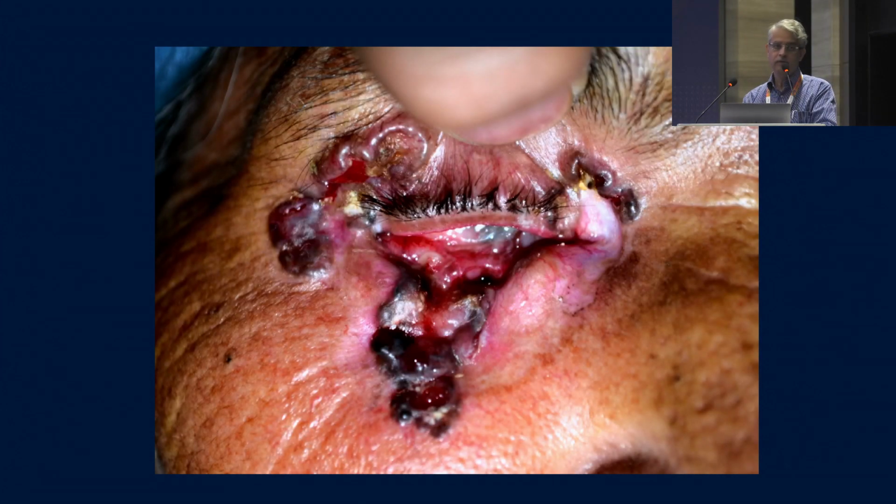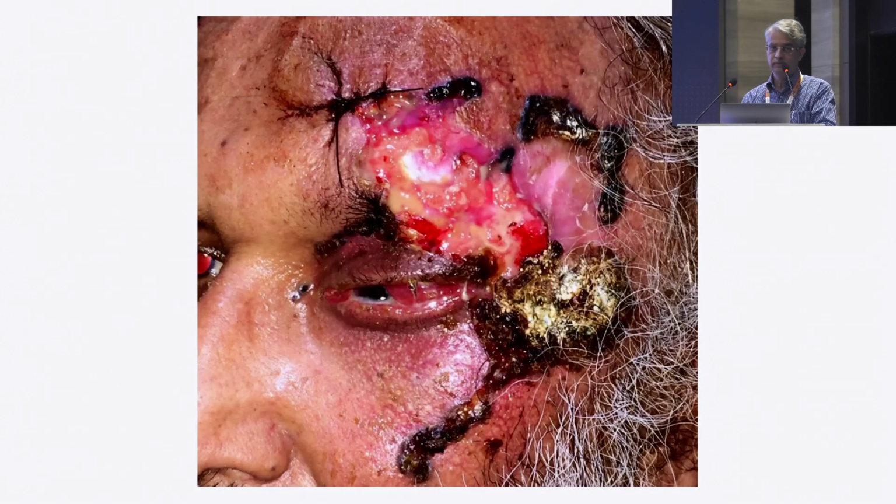But what if you have an even more extensive disease like this? It's a basal cell carcinoma which is going even beyond the borders of the orbit. Or this patient came with multifocal type of basal cell carcinoma going much beyond the orbit. So what is the option here?